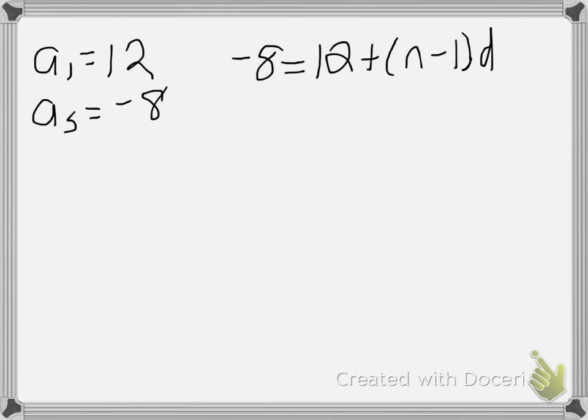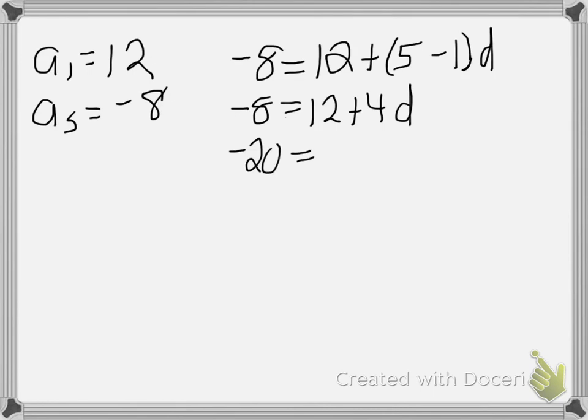Well, in this case, n is 5, so I'm going to replace the n with 5 because it's the fifth term that we're doing. So I have -8 equals 12 plus 4D. So -20, do your math correctly, is equal to 4D. Then doing the division, I get -5 equals my common difference. So that means I'm going to step down by 5. I'm going to subtract 5 from the previous term to get the next term.